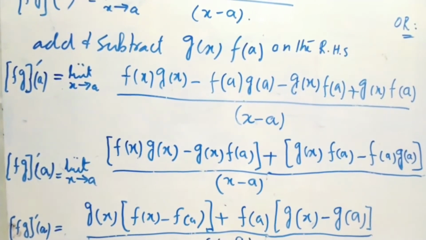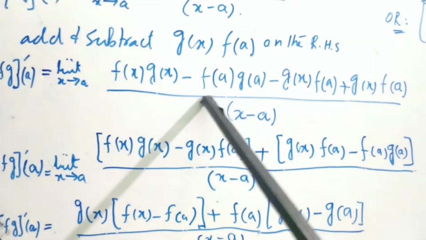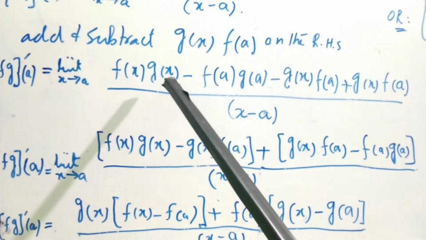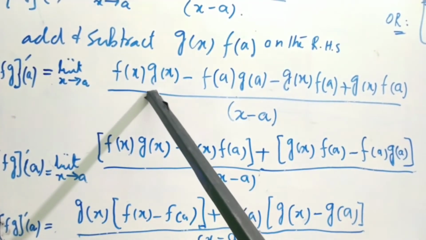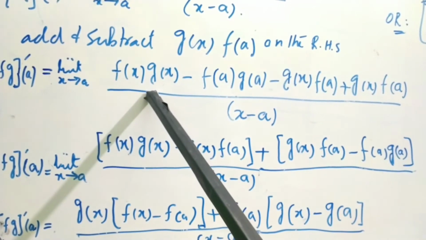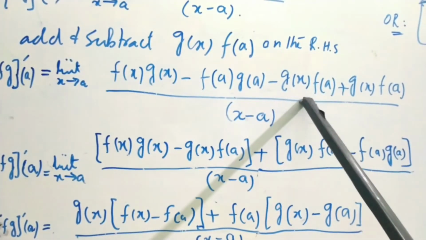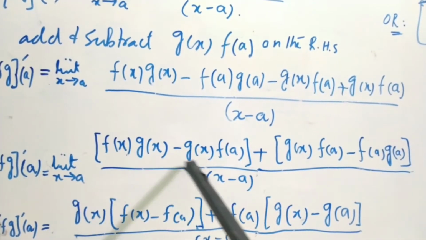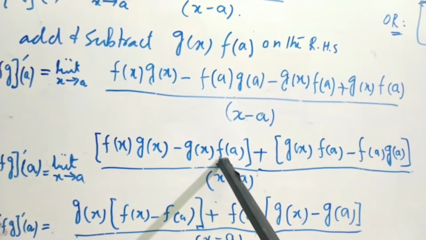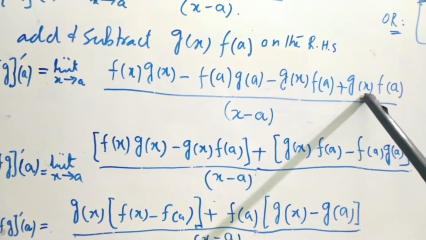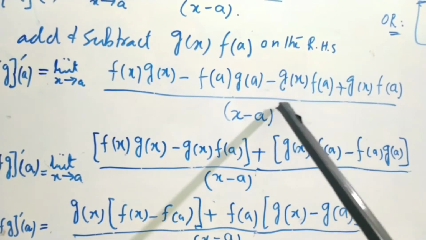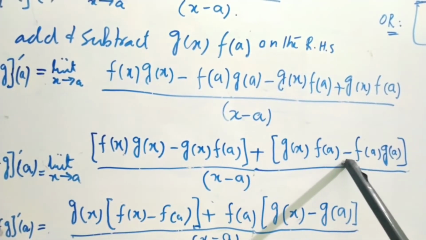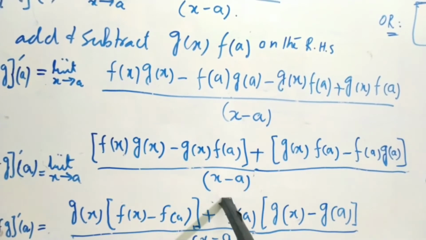Now these are the four values and we can make two pairs. How can we do this? We take the first value, f of x into g of x, and the third value, g of x into f of a, in a bracket over here. And the fourth value, g of x into f of a, and the second value, f of a into g of a, we have put together in a bracket, divided by x minus a.